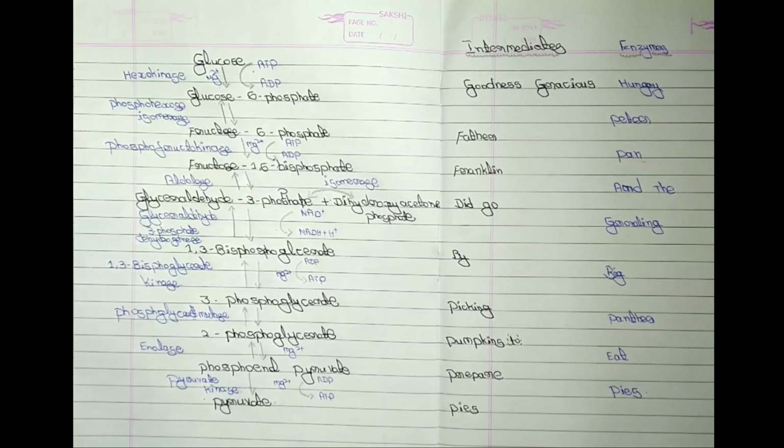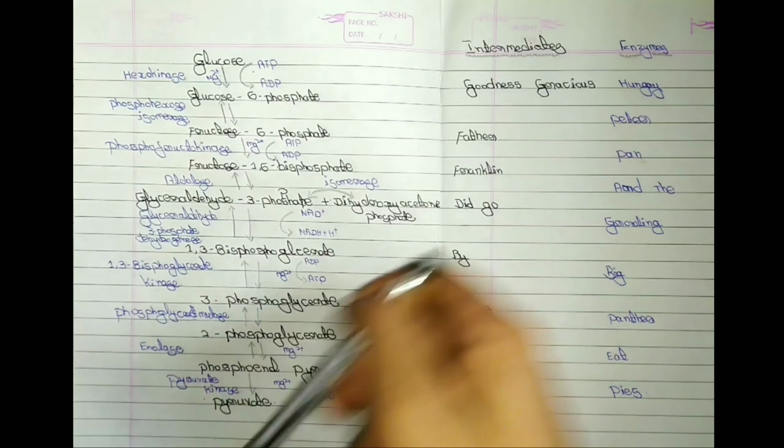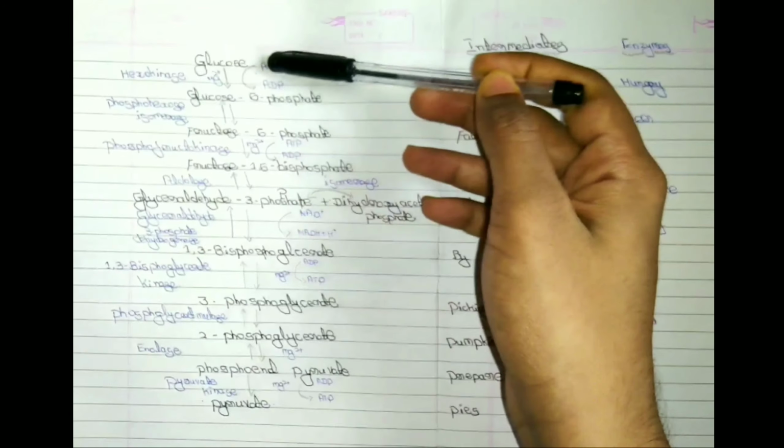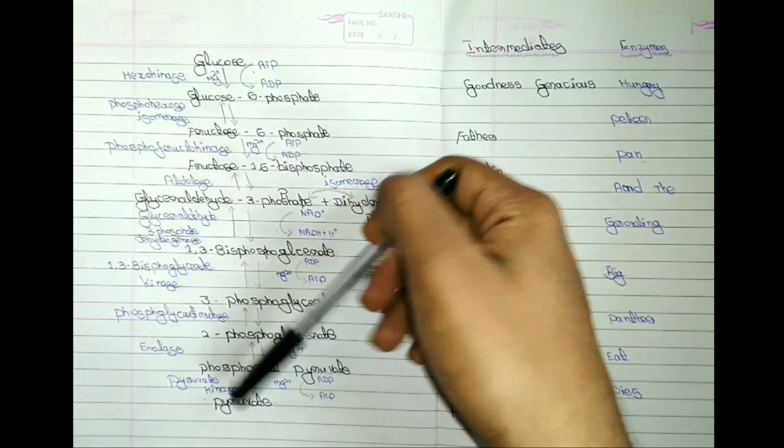Glycolysis. Today we are going to learn about glycolysis. Glycolysis is a pathway in which glucose will degrade, will convert into pyruvate. The 6 carbon compound glucose will convert into the 3 carbon compound pyruvate.